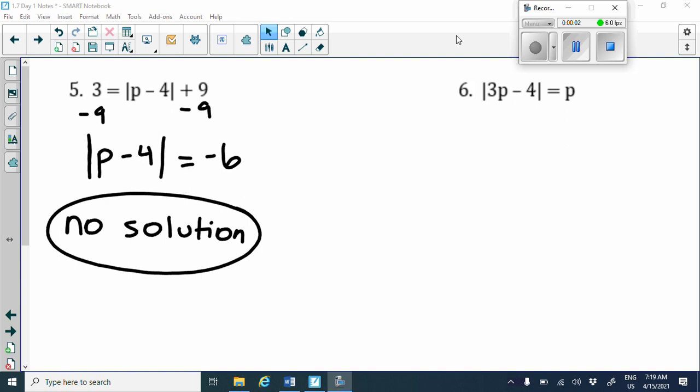Hey guys, so here is part 3 of the 1.7 day 1 notes. We're continuing to solve absolute value equations. Now, we're going to be doing this when we have a variable on the other side of our equation.